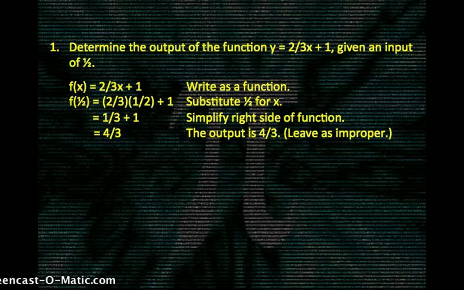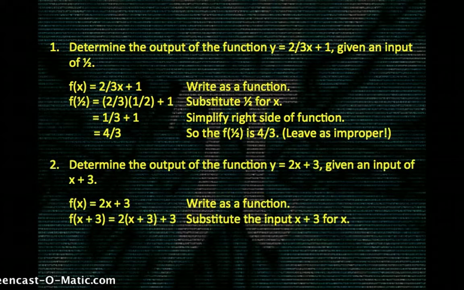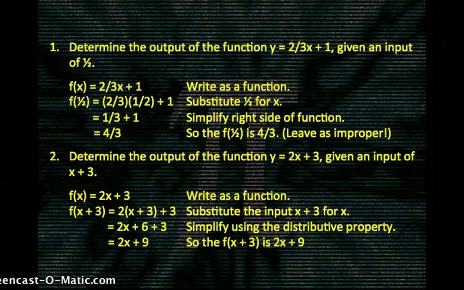No more mixed numbers. On example 2, we're going to determine the output of the function given an input of x plus 3. Well, this one's a little bit more difficult, but basically what you're going to do is substitute x plus 3 into the function f of x equals 2x plus 3. That means that the f of x plus 3 is equal to 2 times, and then your input is x plus 3, so you substitute x plus 3 in for x. You substitute, you simplify, and you're going to end up with 2x plus 9. I went a little fast there.